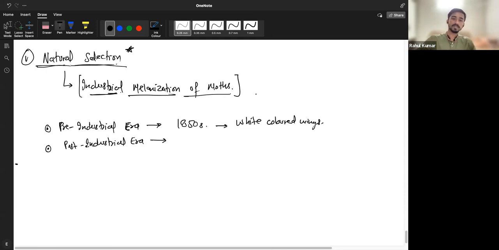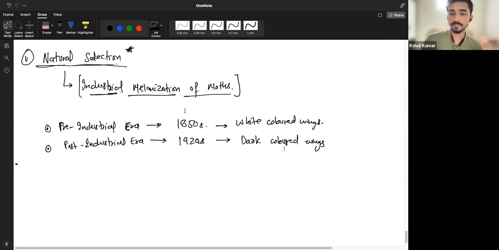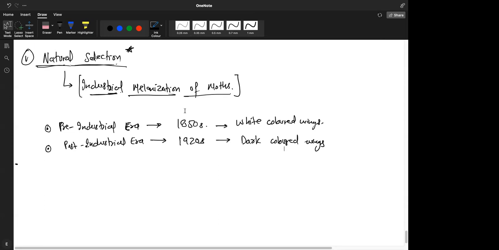Okay, so in the post-industrial era, in the 1920s, when samples of the same moth were collected from the same geographical locations where this species lives, they found that now these moths are dark colored. They have dark colored wings, most of them. It's not like in the 1850s there was no moth with a dark colored wing. There were, but after industrialization, the dark colored moths took over the white colored moths.